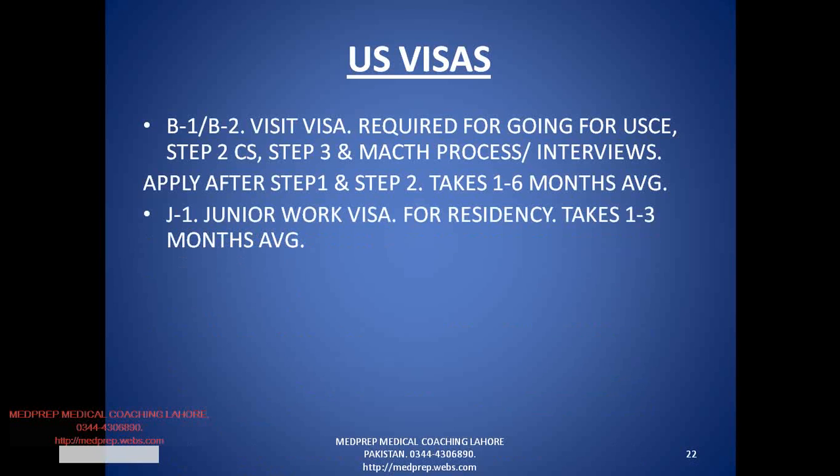Now, then is the work visa. J1 is a junior work visa. It is required if you want to do a paid residency in USA or if you want to get a paid research in USA. It takes 1 to 3 months on an average to get your US visa stamped for J1.